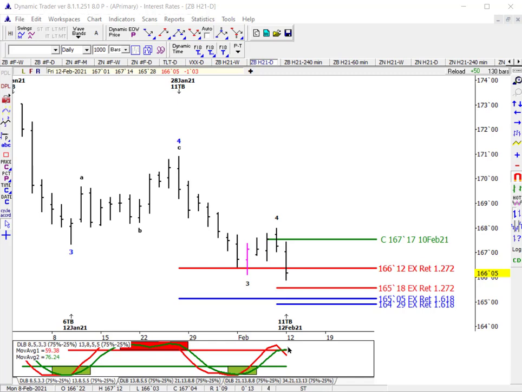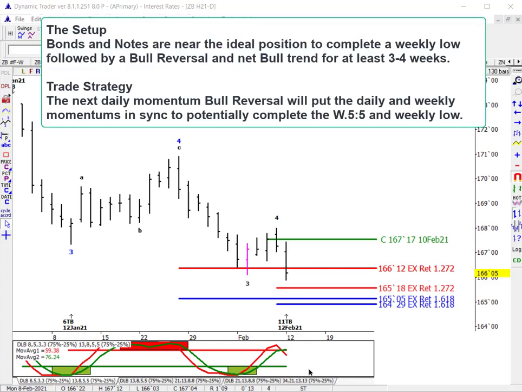So what we're looking at, and what we're looking at for a trigger on the long side, is next week when we make the next daily momentum bull reversal. Ideally, price reaches around 165.18 to 164.29. That's the ideal end of wave 5 of 5 target zone. So it's a really significant price level down in that area.